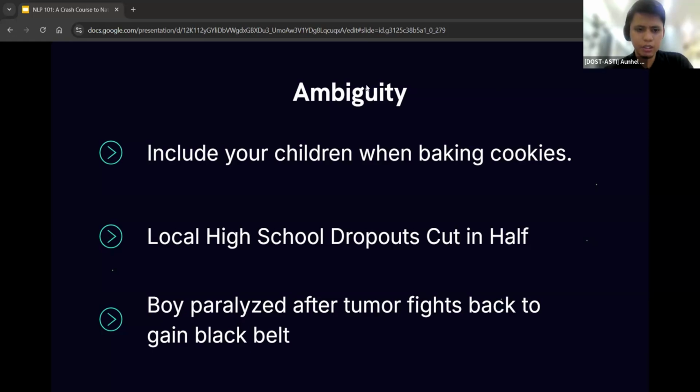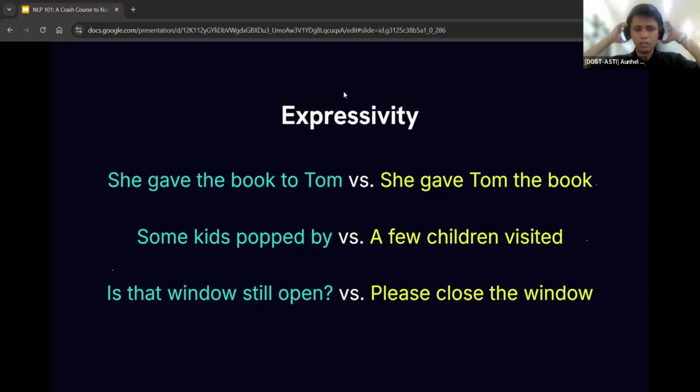Then another issue is what we call expressivity, the way we express our thoughts. Earlier we had the same sentence in multiple contexts. Here we have the same context but different ways of saying it. In this case, let's say she gave the book to Tom, or she gave Tom the book. So how will the system know that these two sentences are saying the same thing? That maybe it could do, since basically it has almost the same words.